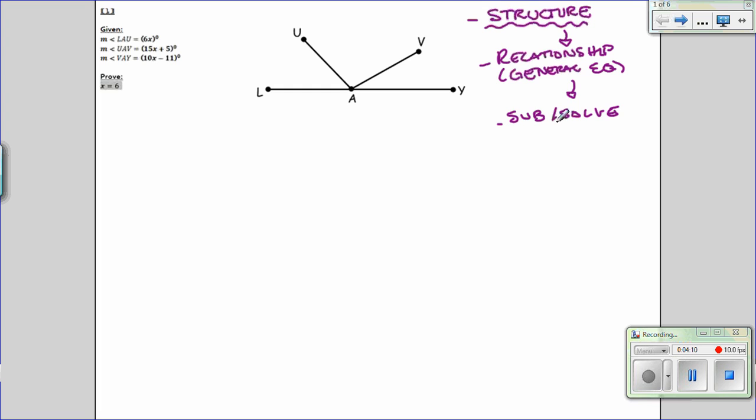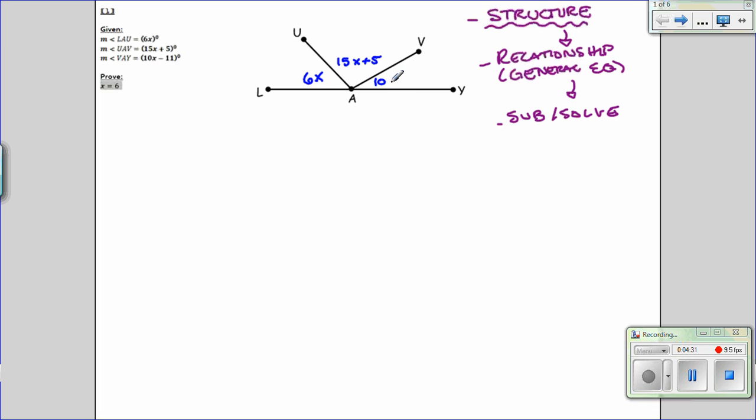Let's go. So if I'm proving this, the very first thing I'm doing is labeling my diagram. So the measurement of angle LAU is going to be 6x degrees. I'm going to put that in the diagram. UAV is going to be 15x plus 5 degrees. And then VAY is going to be 10x minus 11 degrees.